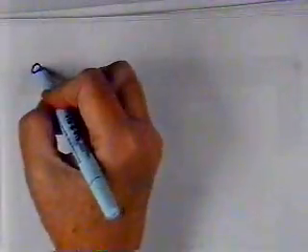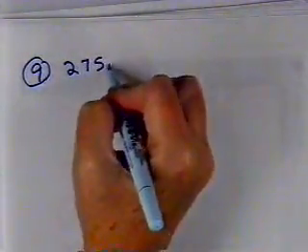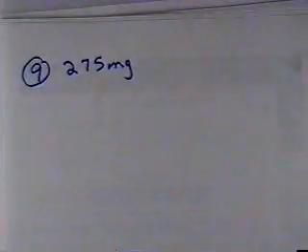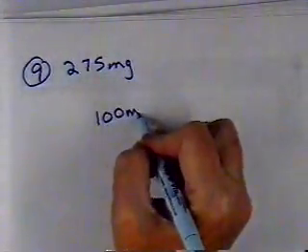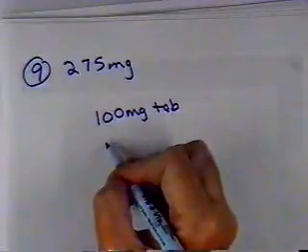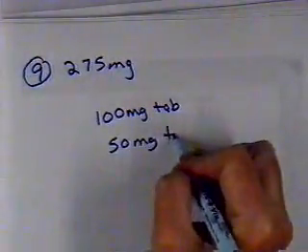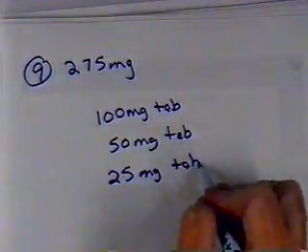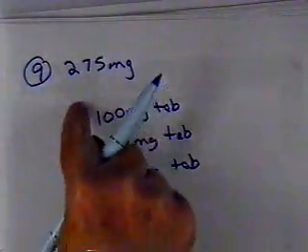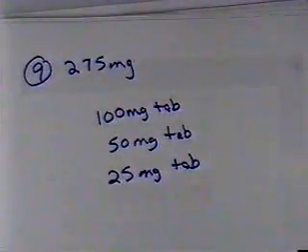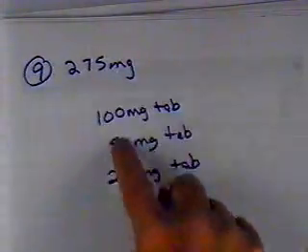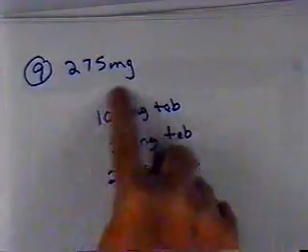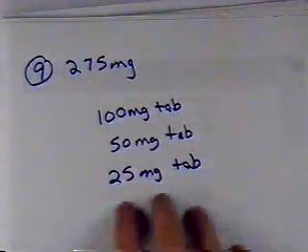Okay, number 9 is where I need to give 275 milligrams. But I have 100 milligram tablets, 50 milligram tablets, and 20 milligram tablets. Now here we could divide 275 by 25 and give 11 tablets. But it's the only one that's going to come out evenly. But we're not going to give 11 tablets if we can mix it up.